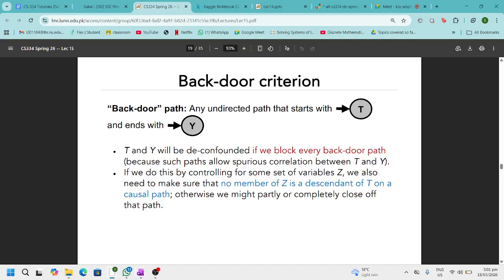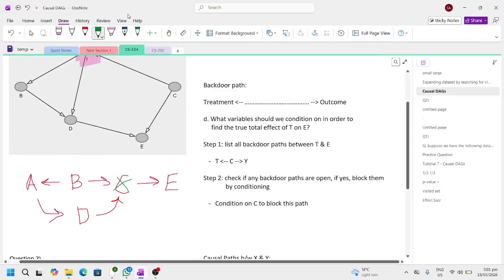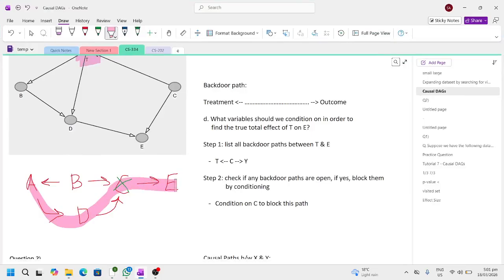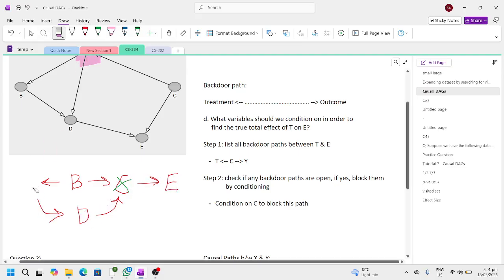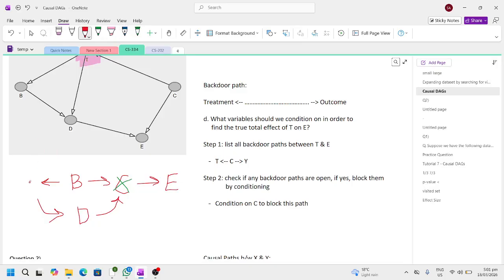Let's look at this once again. No member of the nodes that you are conditioning on should be a descendant of T on a causal path. The thing is, there is this causal path in which C is a... we actually change it so that it is consistent with the T convention and we remove any confusion.